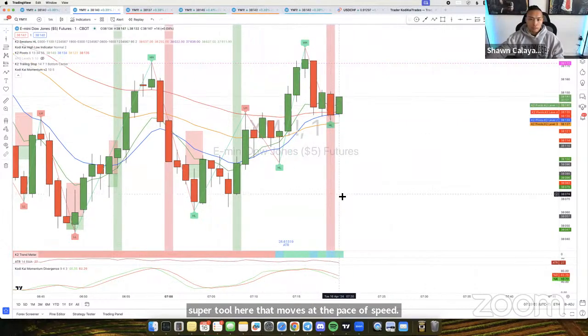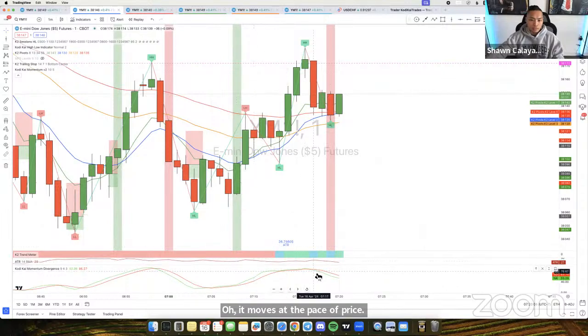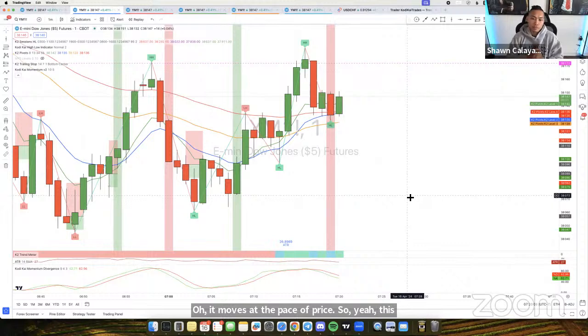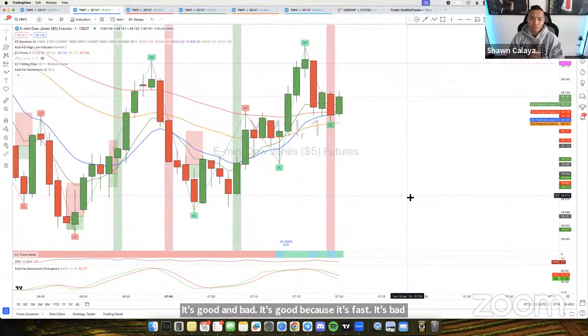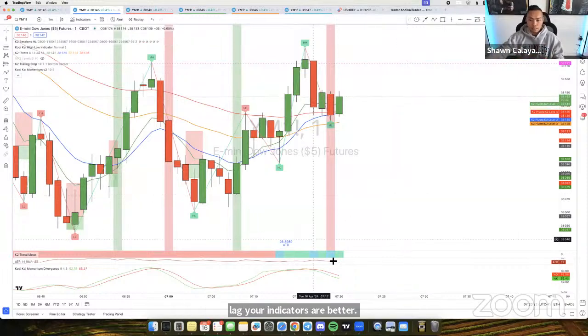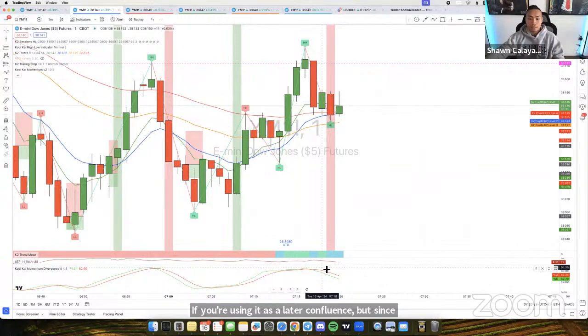So yeah, this divergence indicator that I put together, it's a double-edged sword. It's good and bad. It's good because it's fast. It's bad because it's fast. That's why you have to use it in confluence with other things. Because the laggier indicators are better if you're using it as a later confluence. But since we're using this as an initial confluence, like before something else happens, it works better for us.